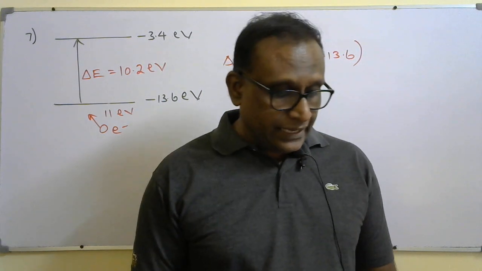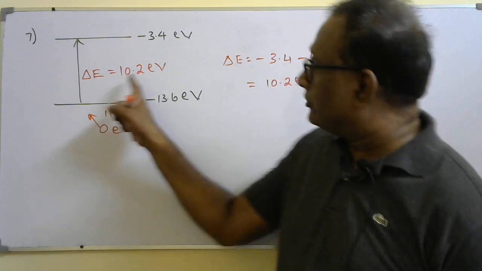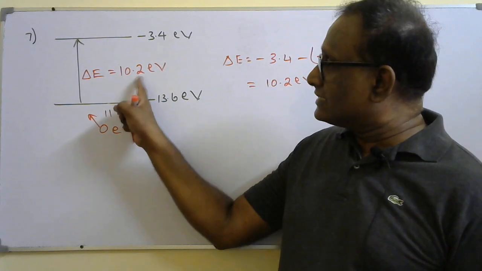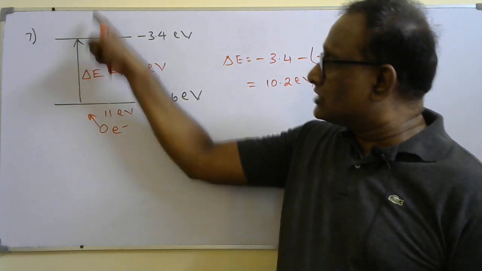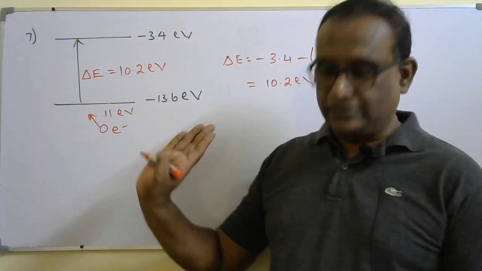The statement B, the atom absorbing a photon with an energy of 10.2. Yes, if the photon has energy exactly equal to the difference of the energy levels, then it can excite. So that will happen, right?